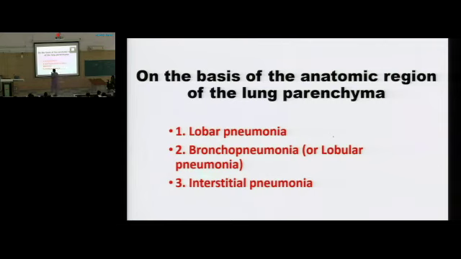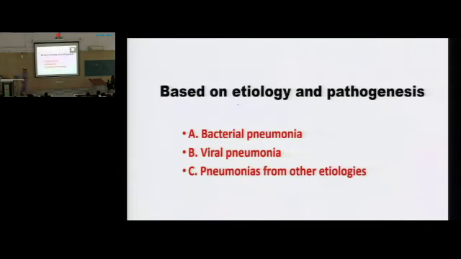So this depends on the anatomic location where the pathology lies. The pneumonia is divided into lobar, lobular and interstitial. Lobular is also known as bronchopneumonia. Remember both words, bronchopneumonia and lobular pneumonia, because whatever diagram I have shown you in gross pictures also, that can be asked in questions. So based on the etiology.